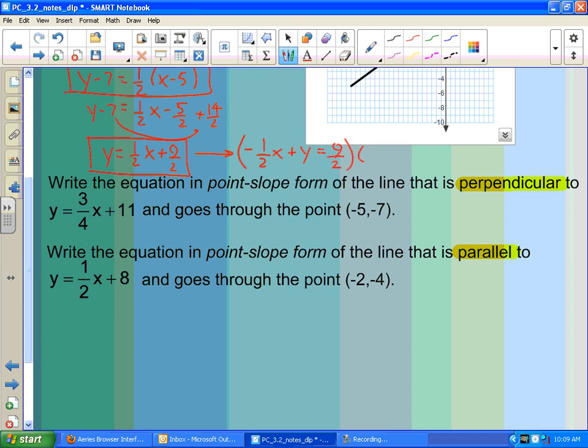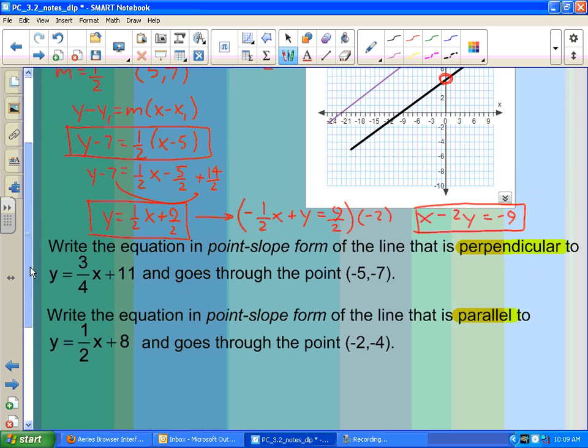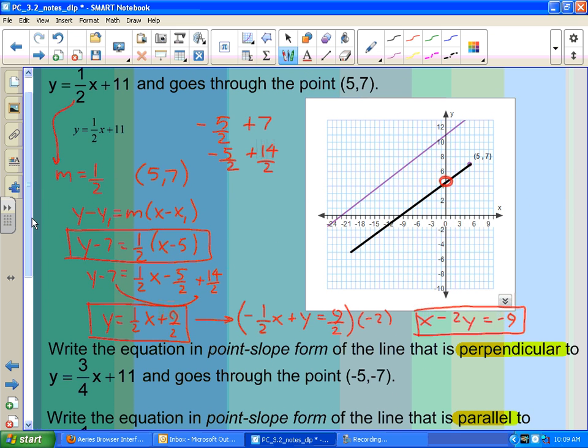So we're going to multiply by a negative 2. That makes this now an x minus 2y equaling negative 9. And now we are in standard form. So look at that. All of that, writing from one to the next.